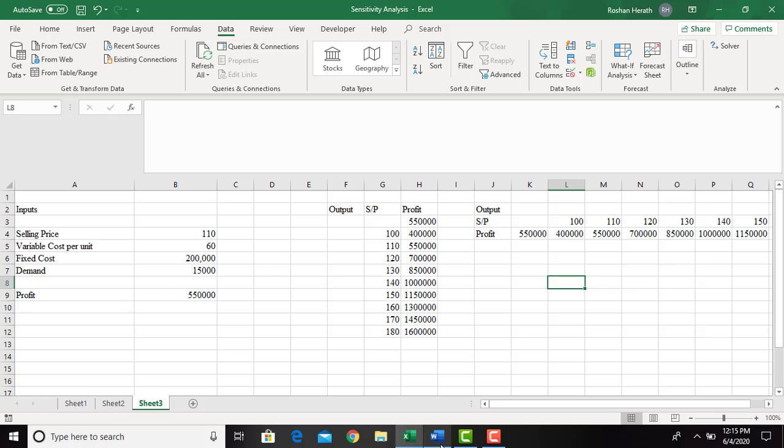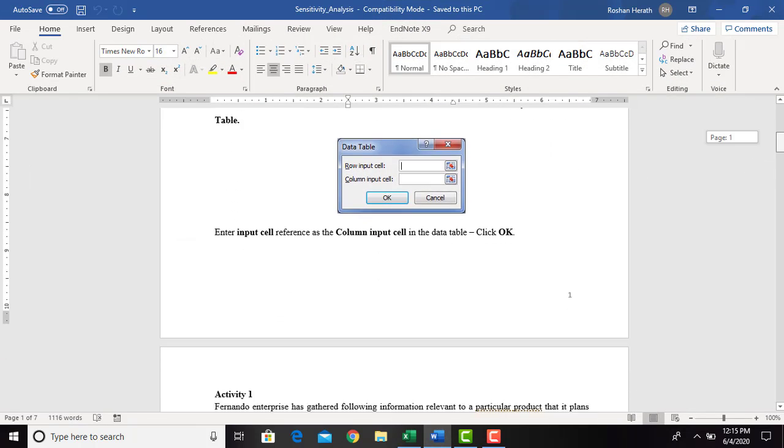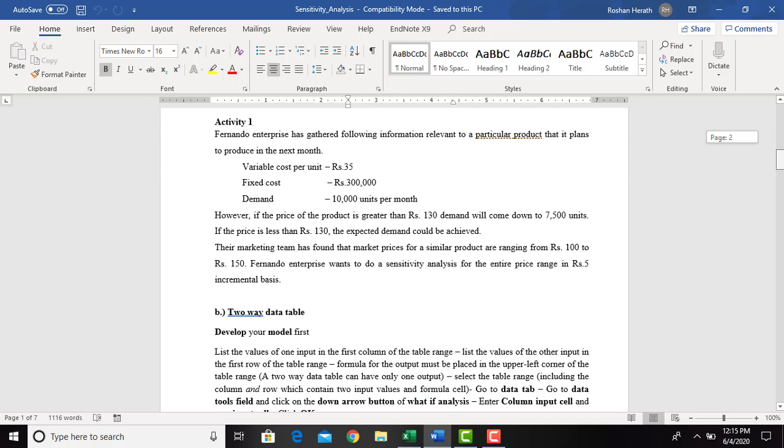Now let's go to the question and work out one activity that is over there. Let's take activity 1. In activity 1, it says that Fernando Enterprises has gathered the following information relevant to a particular product that it plans to produce in the next month. So they are planning to manufacture a particular product.